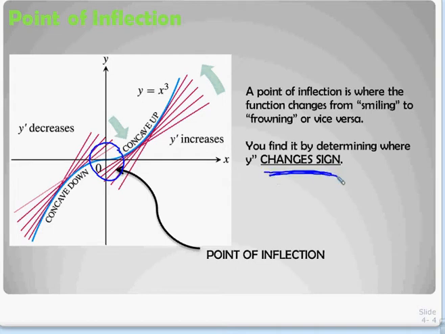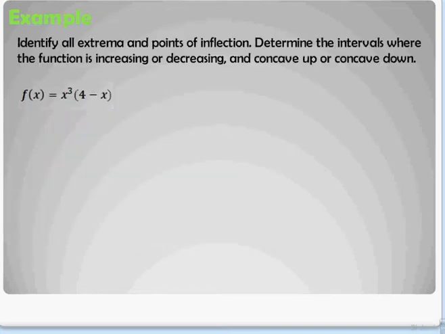So let's just jump right in and do an example right now. We're going to identify all extrema and points of inflection, and we're going to determine where this function is increasing and decreasing and where it's concave up and concave down. So the first thing here we need to find is our first derivative. Okay, so I'm going to do that off to the side over here.